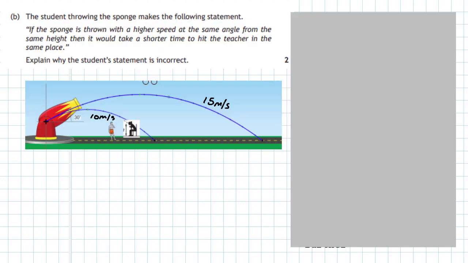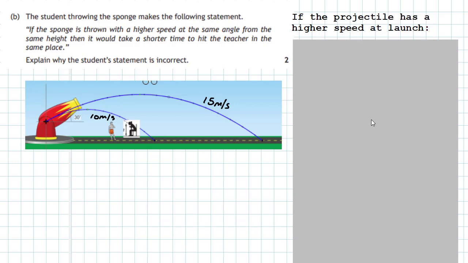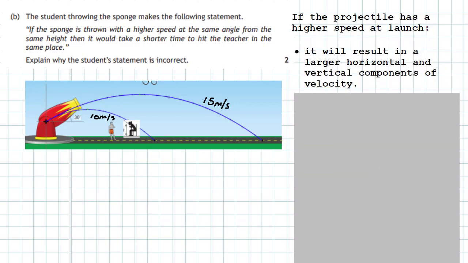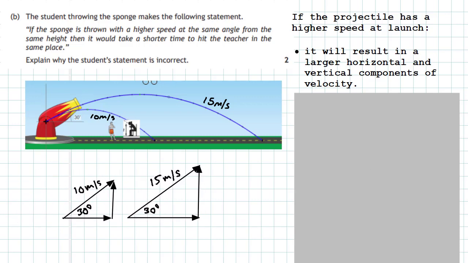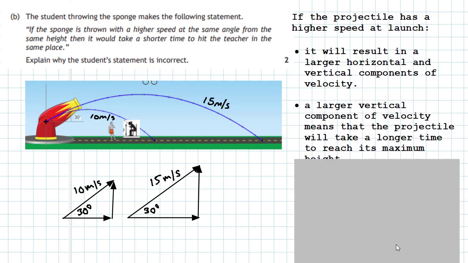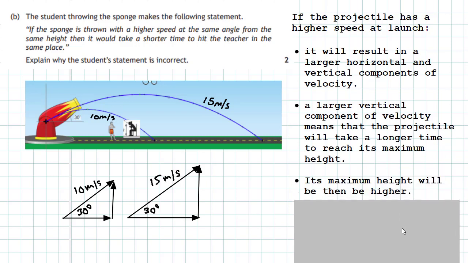Now let's put all the physics together and prove that the student's statement is incorrect. And it starts off with launching the sponge with a higher speed at the same angle. So what will this result in? It will result in larger horizontal and vertical components of the velocity. And you can check that out from the diagram there. Now, a larger vertical component of velocity means that the projectile will take a longer time to reach its maximum height, because acceleration needs a longer time to reduce the initial velocity to zero. And remember, at the maximum height, the velocity is zero. The next part is the maximum height will then be higher.